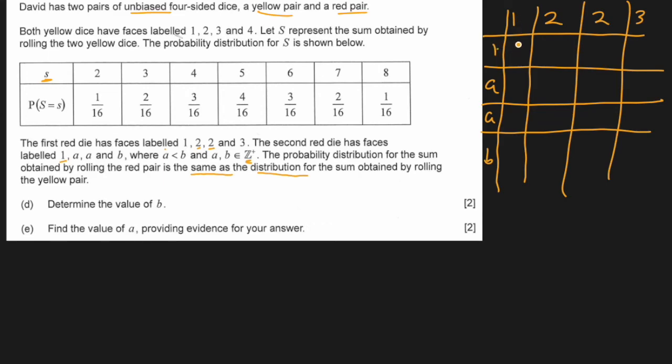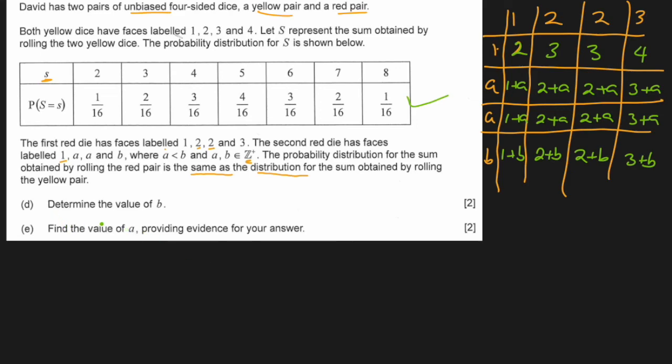So 1 plus 1 is 2. This is 3, this is 3, this is 4. Then it is 1 plus A, 2 plus A, 2 plus A and 3 plus A. Same here, 1 plus A, 2 plus A, 3 plus A. And then we have 1 plus B, 2 plus B, 2 plus B and 3 plus B. And the probability distribution table will be exactly what is here.